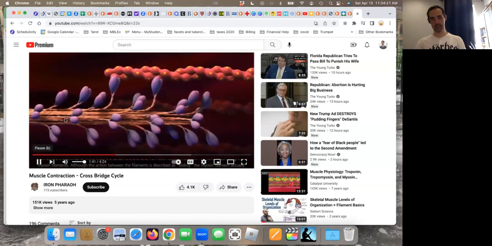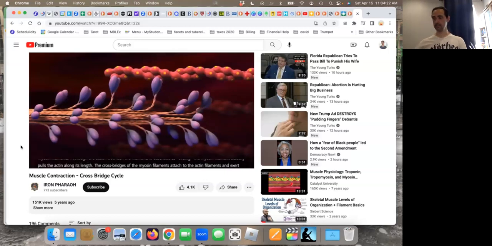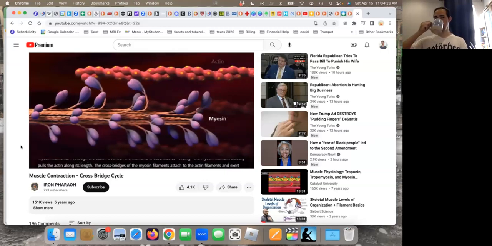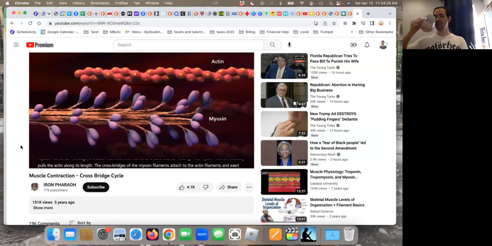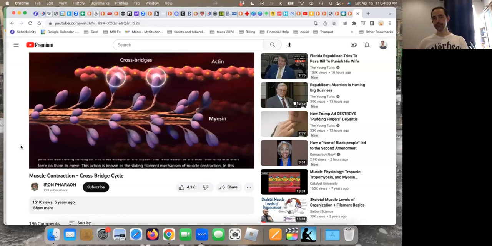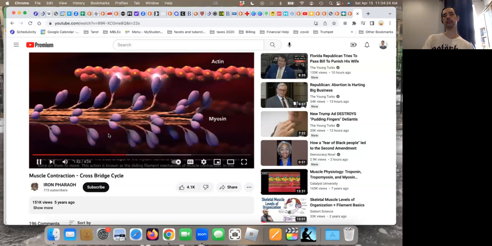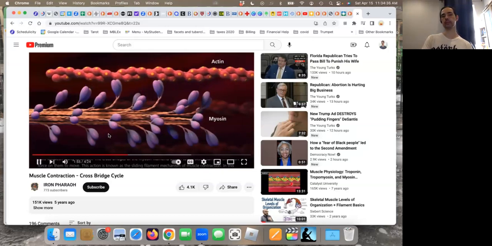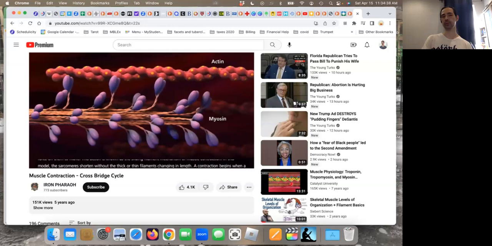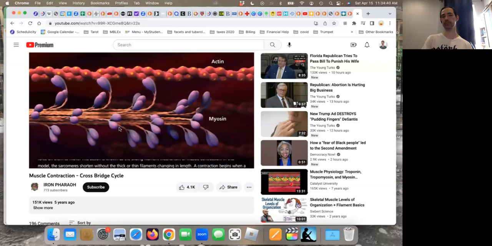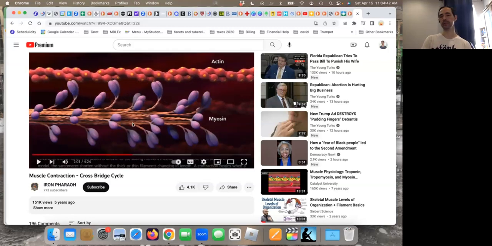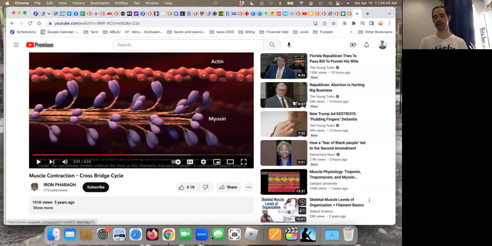Although the action between the filaments is described as sliding, the myosin filament actually pulls the actin along its length. The cross bridges of the myosin filaments attach to the actin filaments and exert force on them to move. This action is known as the sliding filament mechanism of muscle contraction. You don't need to know stroke or sliding filament mechanism. You don't need to know any of that highly specialized terminology, I believe.